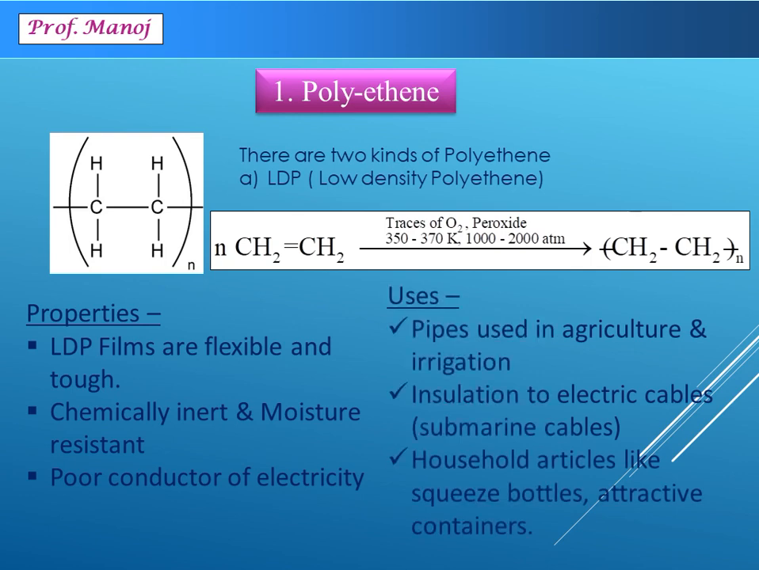Polythene plastic is used in making pipes which are used in agriculture and irrigation. They are also used in insulation of electric cables which are usually submarine cables. They are also used in making household articles like squeeze bottles, attractive containers, etc.